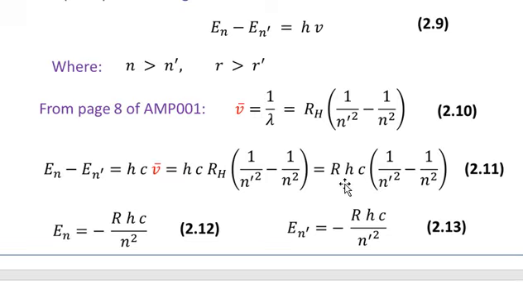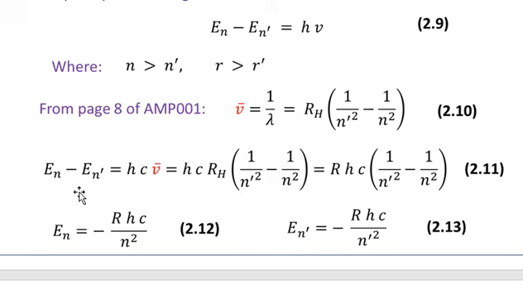That's why I have dropped the subscript H with the Rydberg constant, because this specifies that this is applicable only to the hydrogen atom. Now I have replaced it with the parameter R, which means that this relationship will be applicable to all the atoms which are similar to the hydrogen atom. And this is given on the right hand side of equation number 11. So En minus En prime will be equal to R times h times c times 1 over n prime square minus 1 over n square.